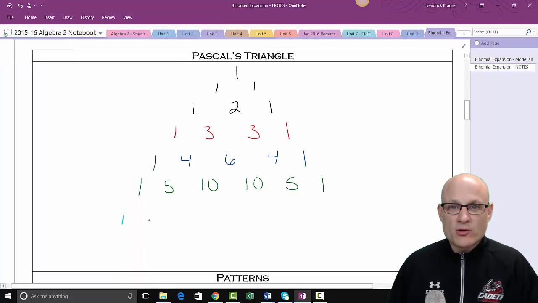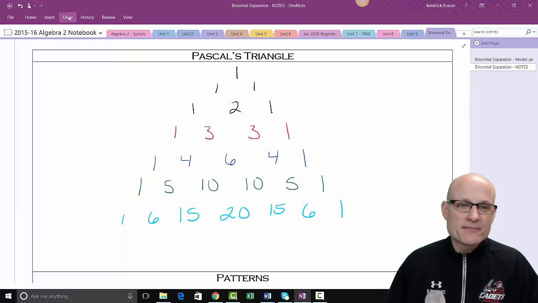One. Anybody want to guess? Let's see if you're right. 6. If you were right there, do you know this one? 15, 20, 15, 6, and 1. Now, how am I getting that?